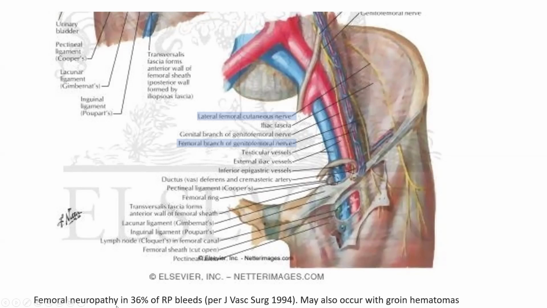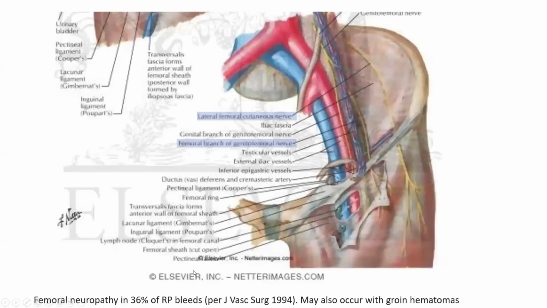In fact, femoral neuropathy was seen in 36% of RP bleeds in a paper from 1994. This may happen with a groin hematoma and may cause future morbidity for the patient. So keep that idea in mind, sensory or motor deficit from an actual bleed. We don't often think about it. I will move on to the next big complication, femoral pseudoaneurysm.